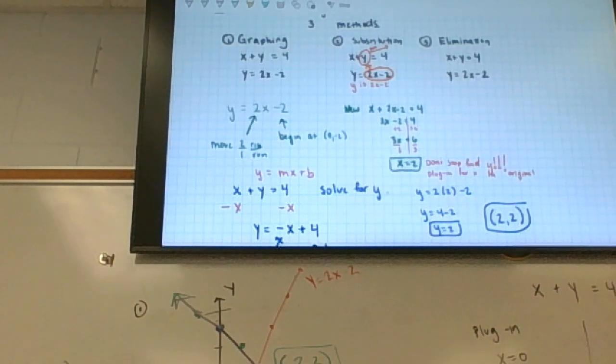Okay, for elimination, you need opposite. And your opposite could be either x or y. Also, for elimination, they have to be lined up the same way. Must be lined up. And normally, you know, they set up the line up for you.